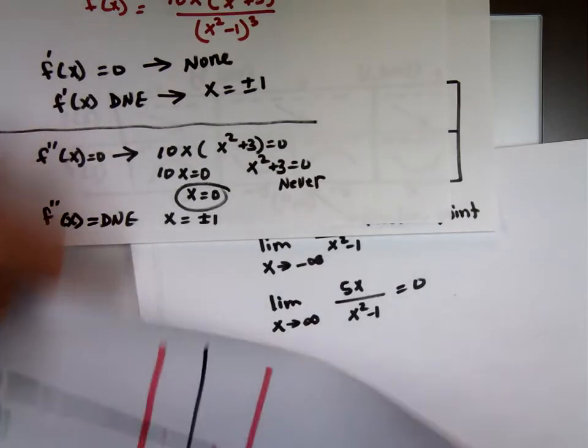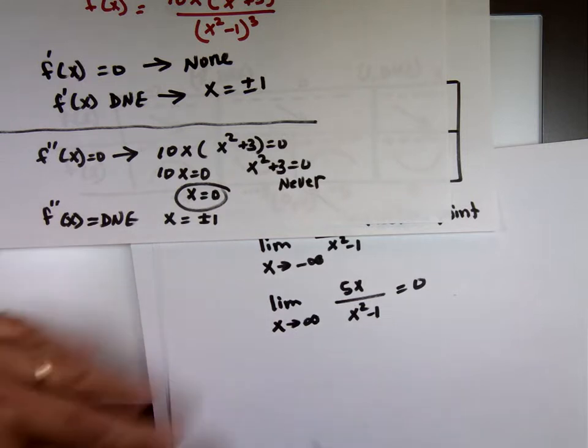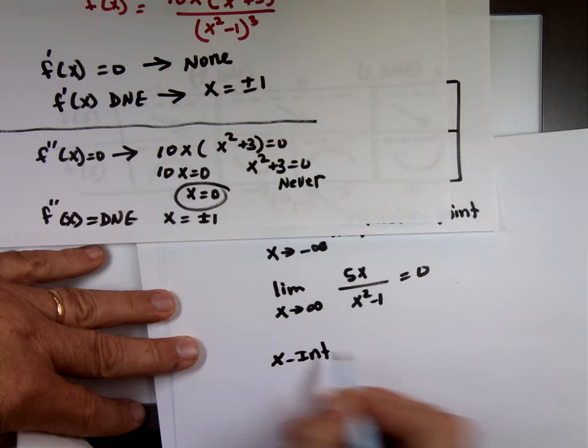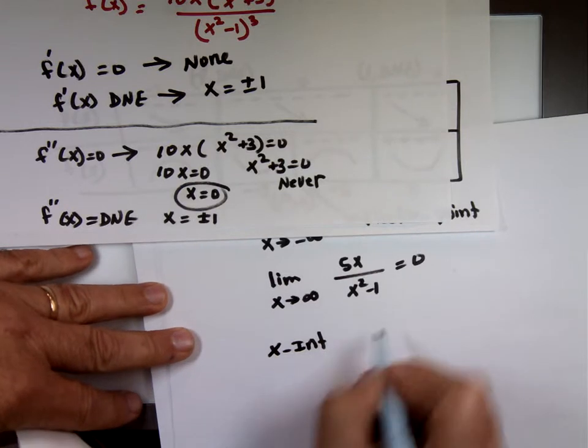And there's one more question, then I can answer them. It says, what is the x-intercept? How do you find the x-intercept? Set y equals to 0.